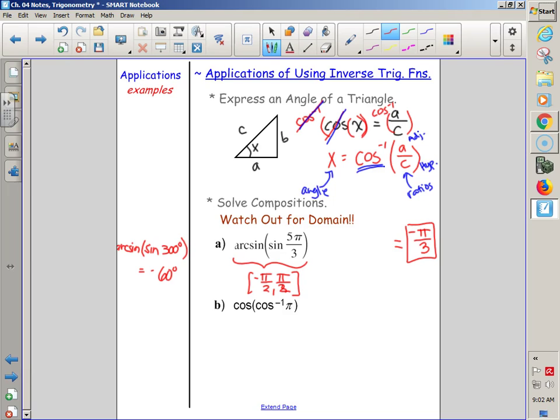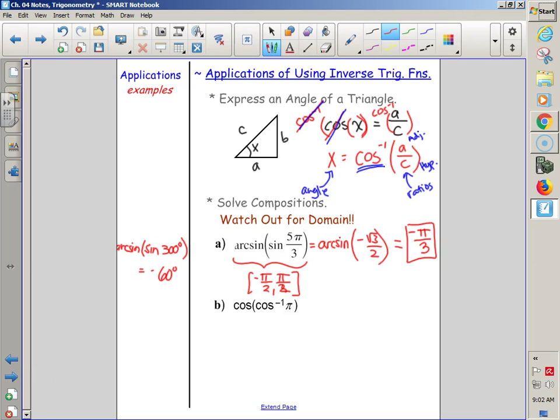So technically, if we were to do this step by step, like with PEMDAS, arc sine of sine of 5 pi over 3, sine of 5 pi over 3 is negative root 3 over 2. And in this interval, which angle will have a ratio of negative root 3 over 2? Not the first quadrant, fourth quadrant, but going negatively, pi over 3.